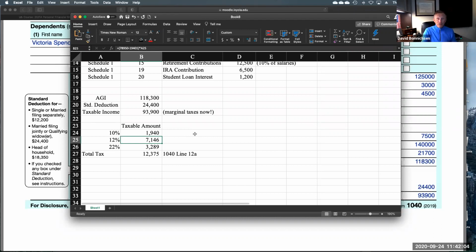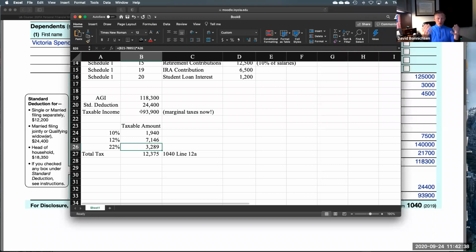And then finally, we're in the 22% tax bracket. Therefore, it is the difference between our taxable income of $93,900 minus the lower end of that particular tax bracket range, which is $78,951. So we're taxed on that difference between our taxable income and the start of that marginal tax bracket. We're taxed on that difference by 22%. And when we do that, we get $32.89 as our third layer of tax.